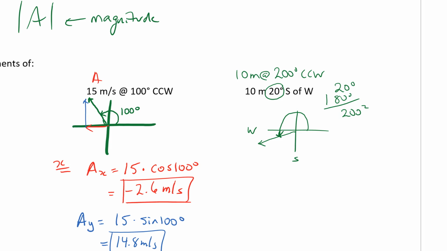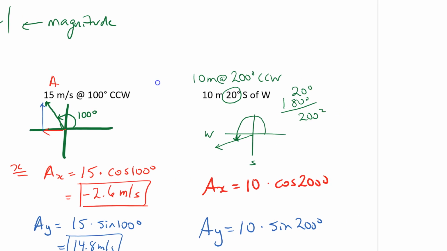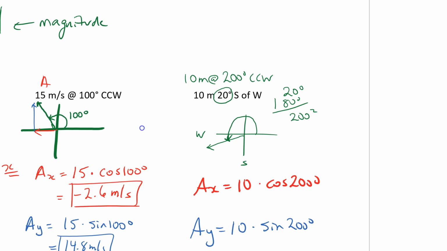Then I can follow that same pattern and say, okay, my x direction is going to be equal to 10 multiplied by the cos of 200 degrees, and my y is going to be equal to 10 multiplied by the sine of 200 degrees. Looking at this, my x should be fairly close to 10 and should be negative because it's going in the left direction. My y value should be quite small and also should be negative.